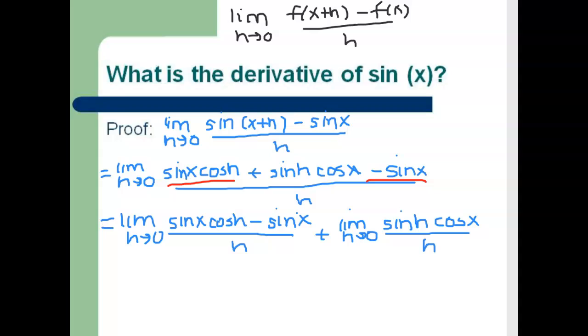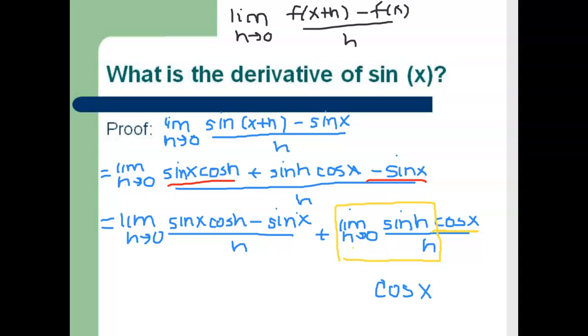What do you notice, though, happening right here? Can you do anything with cosine x? Does the x variable match the limit? So the limit as h approaches 0 of sine h over h times cosine x. Well, cosine x is like a constant. So that part is equal to cosine x.